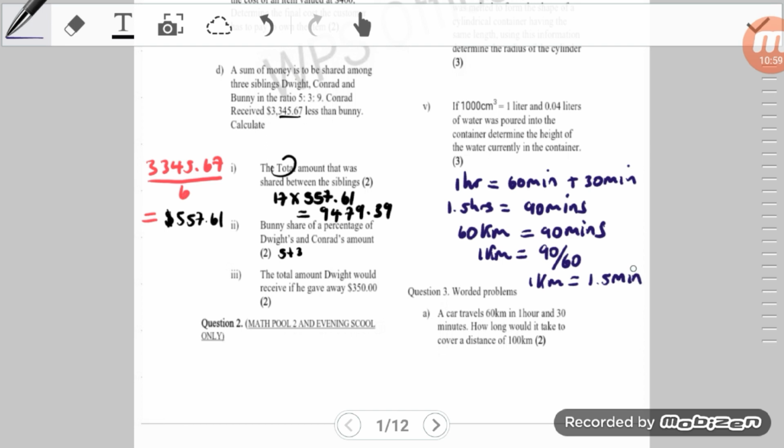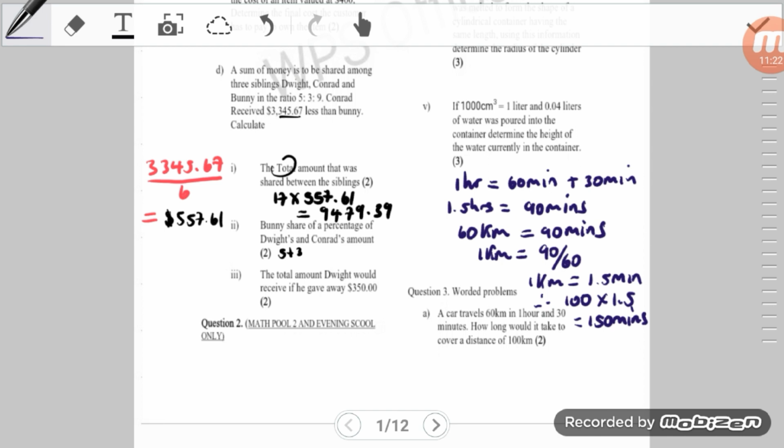So to travel 1 kilometer, it will take a total time of 1.5 minutes, or 1 minute and 30 seconds. Therefore, to travel 100, it will be 100 multiplied by 1.5, which works out to be 150 minutes. And if you wanted to leave the answer in minutes, you could leave it there.